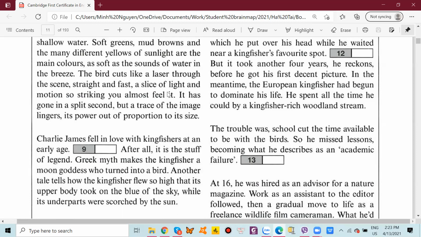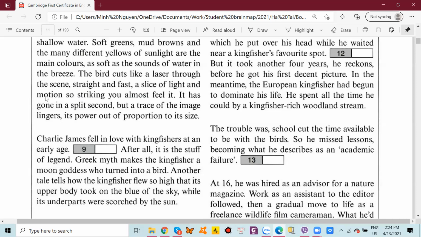And the second one, a slice of light and motion. So here, slice, you can think of pizzas or sandwiches. You can cut the pizza into slices, or you can cut the sandwiches into slices. So the slice of light. When we use the laser toy to aim or target at something on the street, we can say the light of the laser, or the slice of the laser light. So slice is the unit for you to describe the laser light.